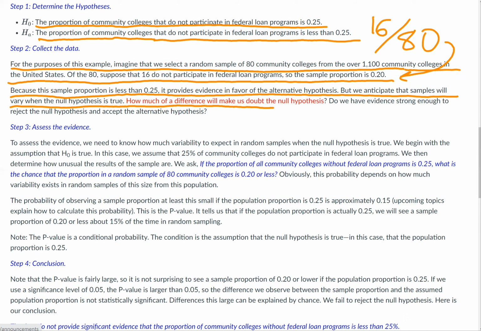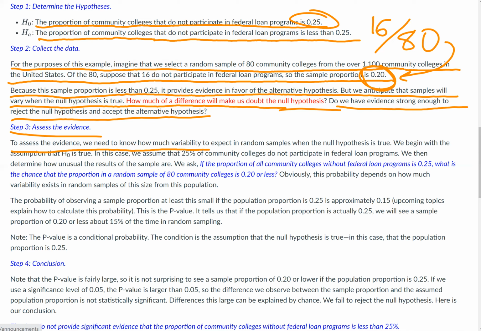How much of a difference will make us doubt the null hypothesis? Because 0.20 is smaller than what they stated, 0.25, but how are they far enough apart? Is 0.20 small enough to make me think that the null hypothesis can't be right? Do we have evidence strong enough to reject the null hypothesis and accept the alternative hypothesis? Well, now our third step would be we're going to assess the evidence. To assess the evidence, we need to know how much variability to expect in random samples when the null hypothesis is true. And we'll see how to do that later in the coming modules.